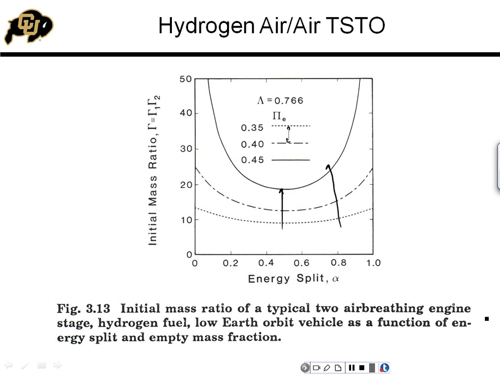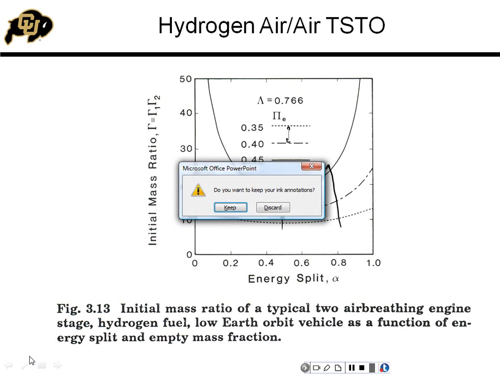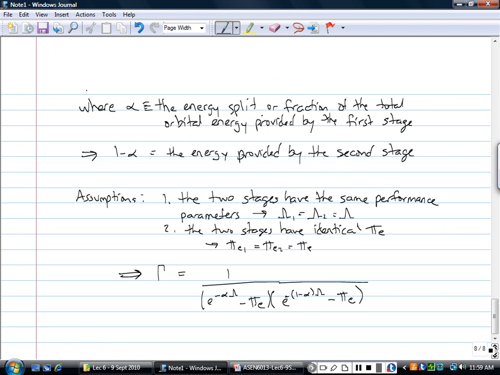If we write this now in terms of what that works out to, so we have gamma being symmetric. Gamma is symmetric about energy split of 50%. And minimized, I guess. So 50% equal energy split is going to be the best case scenario.